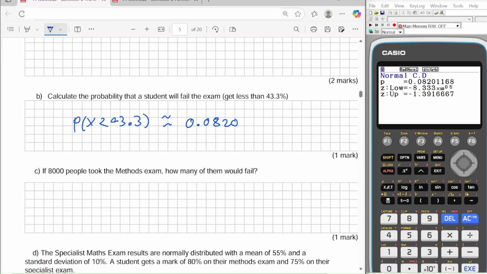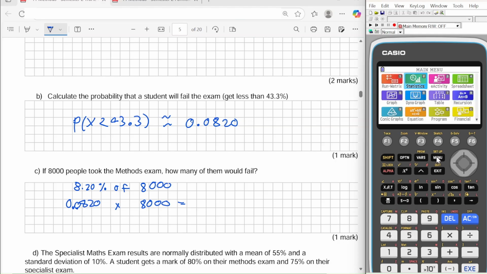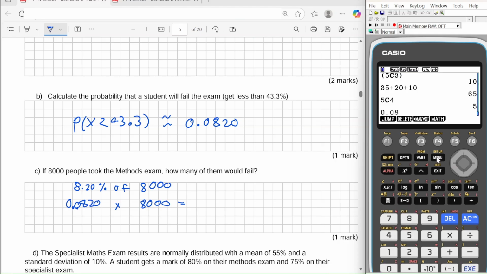If 8,000 people, so basically we want 8.20% of 8,000. That's essentially what we're trying to work out. Now, when you use a percent in an equation, you have to use that decimal version. The word 'of' always becomes times, and 8,000 is 8,000. So we need to times that probability we just got. I might use a fuller version, 0.08201168, just to get all that precision in there. So 656, roughly equals 656 would fail.